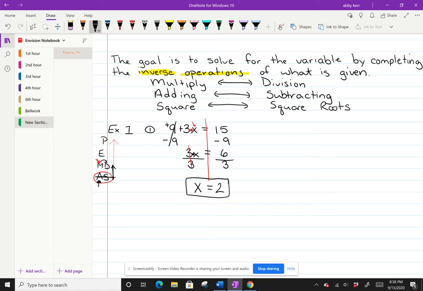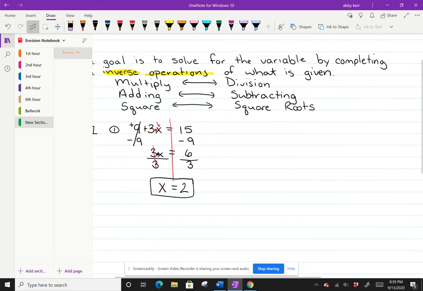Now I'm sure that some of you could just do mental math, and you knew if you plug 2 into x, 2 times 3 is 6, 9 plus 6 equals 15. That's how you would check your answer. In algebra, we need to see these steps. So this is exactly how your work should be shown in each of the problems.